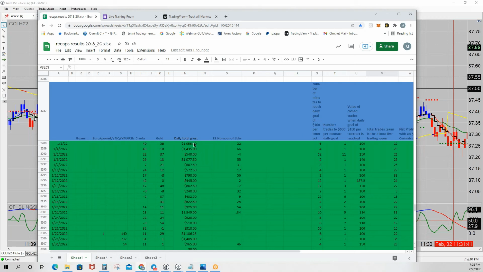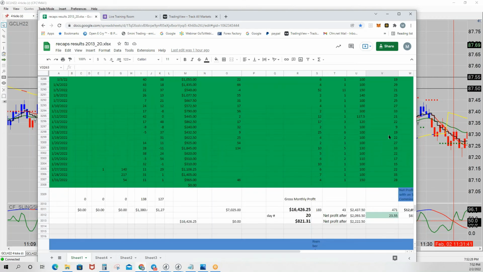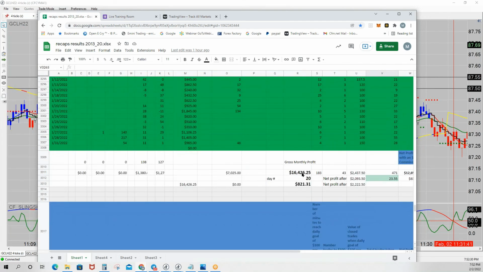Now, these are all gross numbers right here. And over here, it's the number of minutes it took me to get to the goal for the day and the number of trades it took me to get to the goal for the day. So it took 6 minutes in one trade, 4 minutes in one trade, 52 minutes in 11 trades, 2 minutes in one trade, 3 minutes in one trade, 4 minutes in one trade. And this is the dollar value that I was at gross when I got the goal for the day. And then I continued trading for 2 hours, and that's how many trades I ended up taking in the room on each given day. Right, that's how it ended up.